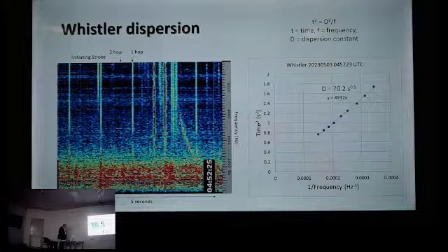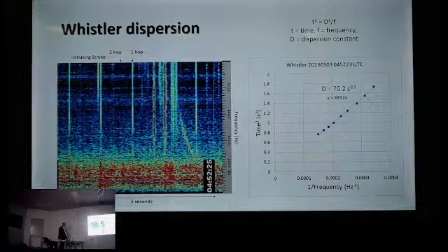So if you plot this relationship, you get a nice straight line. The slope tells you something about this dispersion constant, 70.2 per root second, which is quite an interesting number. This number is proportional to the electron density, and you can work out the electron density around the magnetosphere.